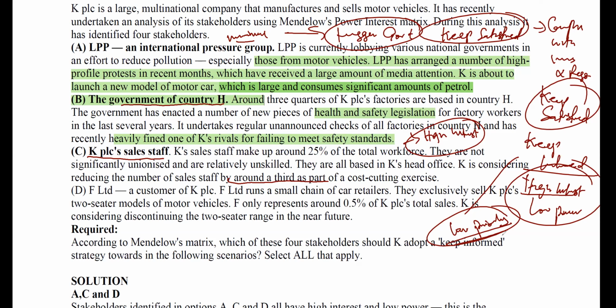Yes. Of course. Now, what about the customer who buys the 0.5 from us? Is he a key player, or a keep informed, or a low priority? Where will we put the customer? From my end, I think it will also go to low priority, still on the reason that we're considering discontinuing what we serve him in the near future.